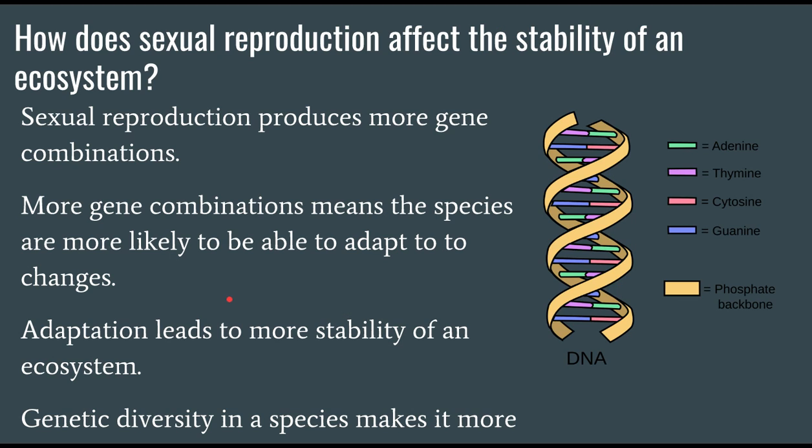Okay. Sexual reproduction provides more gene combinations, and more gene combinations leads to the ability for things to adapt better to their environment, right? Sexual reproduction causes genetic variations, like animals might be less prone to disease, or they might be a little bit faster, or maybe they can digest food a little bit more and get nutrients out of it. So genetic diversity in a species makes it more apt to survive.